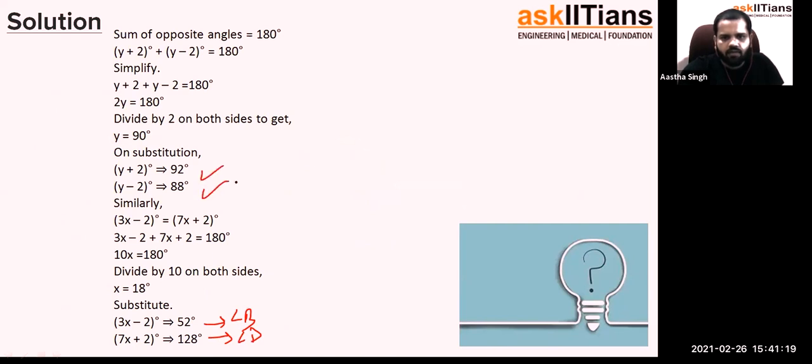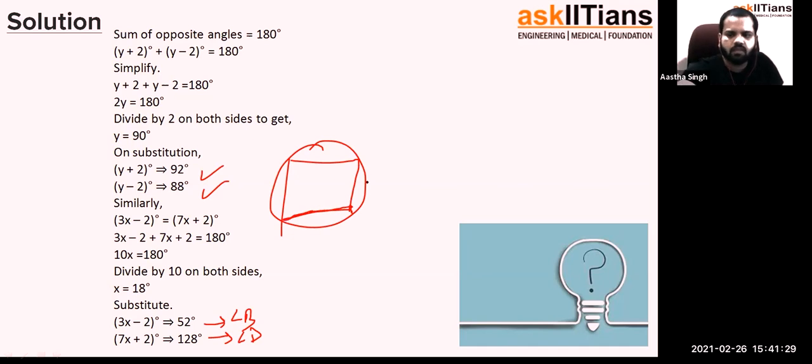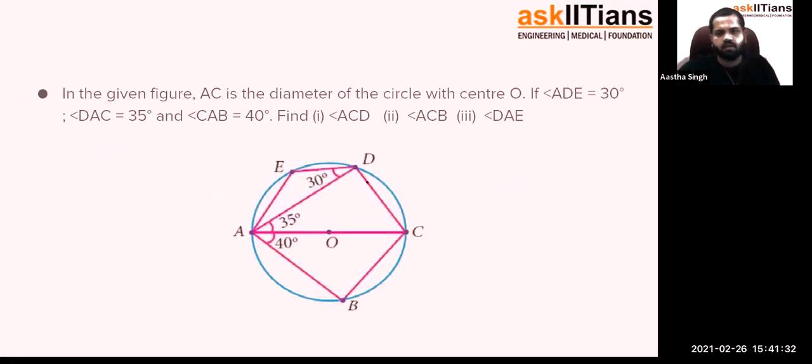92 and 188. Okay, I think you all got the concept of your cyclic quadrilateral, right? Let us now move forward. This question is very much important, right? If you have done this question, I think all the concepts of the cyclic quadrilateral will be clear to you.